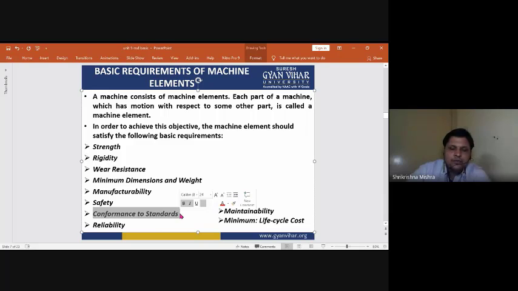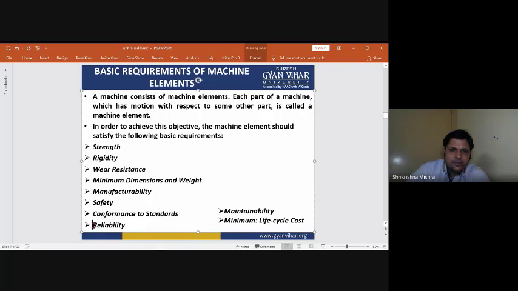Then comes the conformative standard. All machine elements should be of some standard shape and dimension, so that whenever the machine is being used by the user, if there is any problem and that particular machine element needs to be changed, then it is easily available in the market. The other reason is that standardization is very important. If there is use of standard parts, then any spare parts needed by a machine assembly unit can be obtained easily.